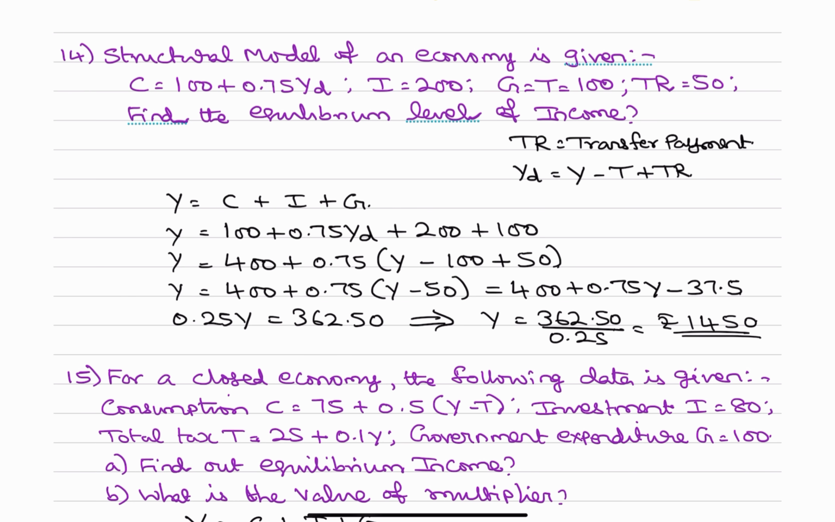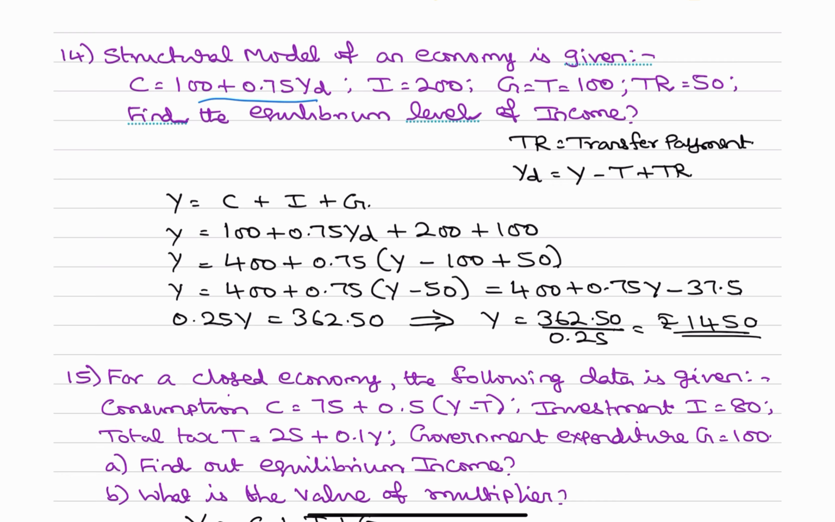Then if the transfer payment is given, then the value of YD is equal to Y minus T plus TR. In equilibrium, Y is equal to C plus I plus G. Then the value of C is given as a function, that is 100 plus 0.75 YD. Investment is 200 and the government expenditure is 100. So substituting all these values.